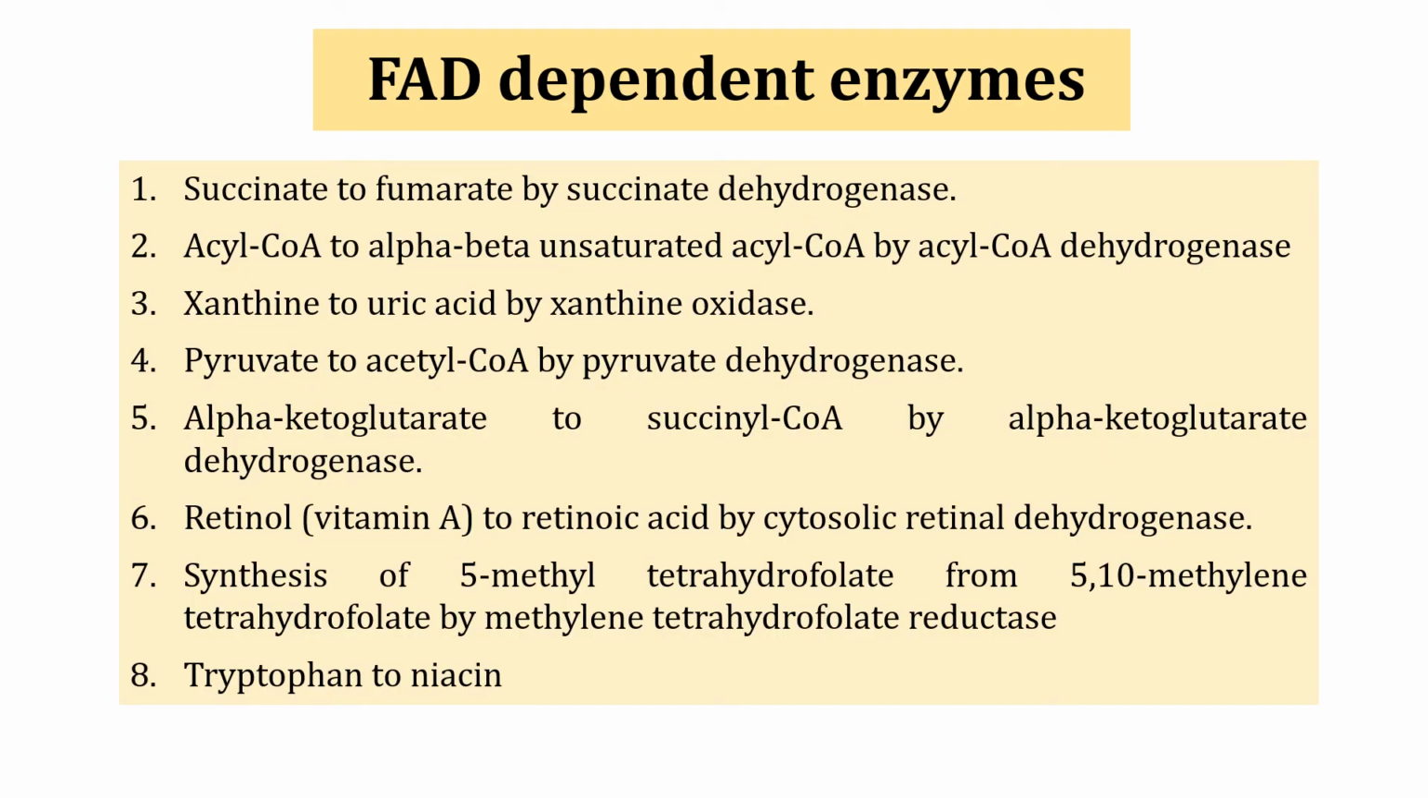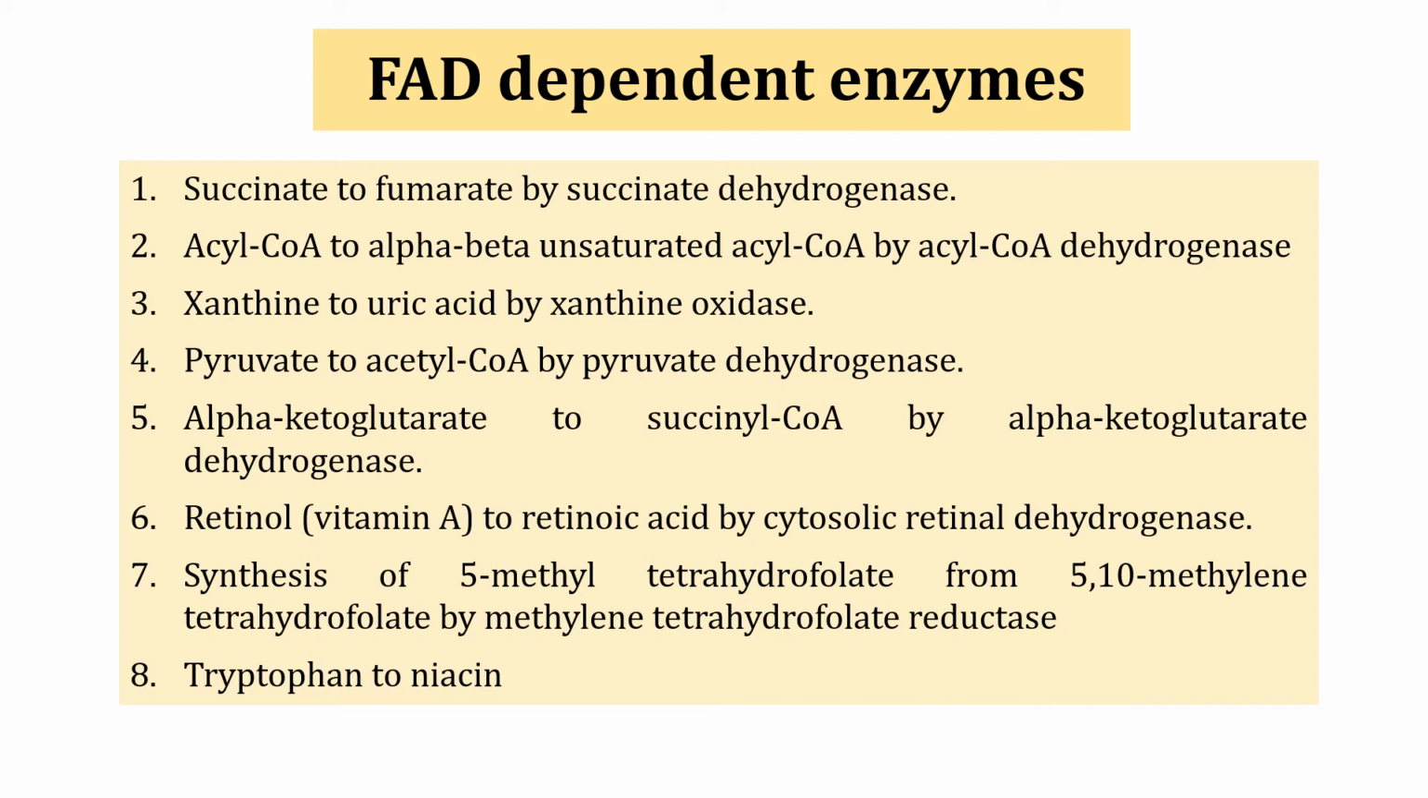This slide shows the list of various FAD dependent enzymes. First one is succinate dehydrogenase, which is required for conversion of succinate to fumarate in citric acid cycle. Second is acyl coenzyme A dehydrogenase. It is required for beta oxidation of fatty acids, where it converts acyl coenzyme A into alpha beta unsaturated acyl coenzyme A. Third is xanthine oxidase, which is required for conversion of xanthine to uric acid in catabolism of purines.